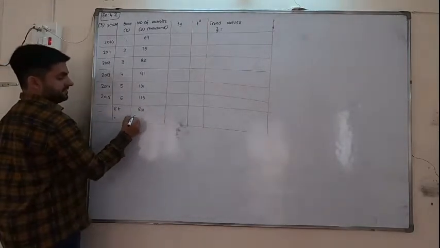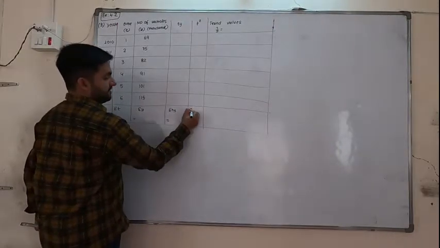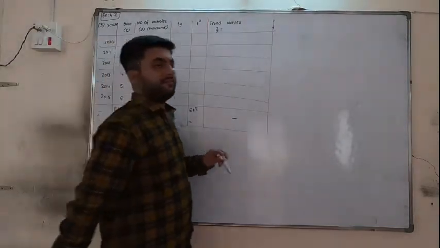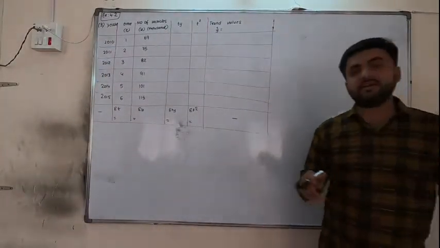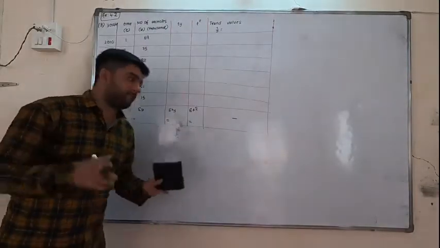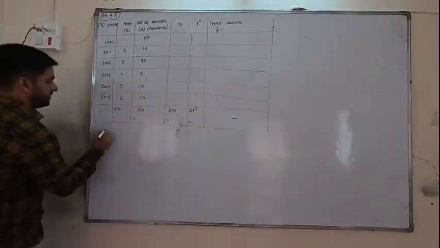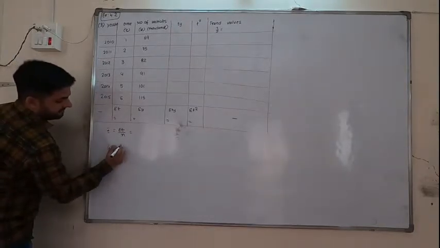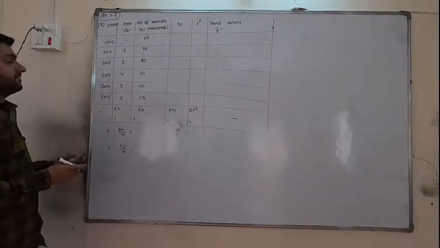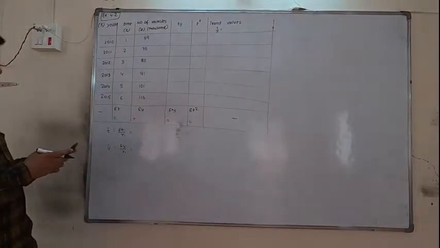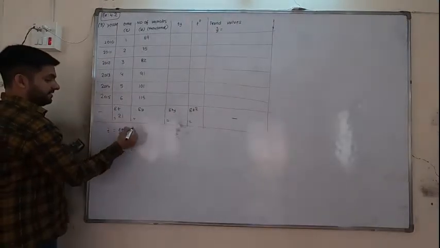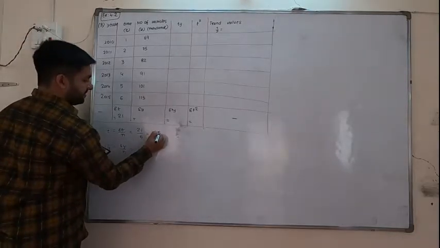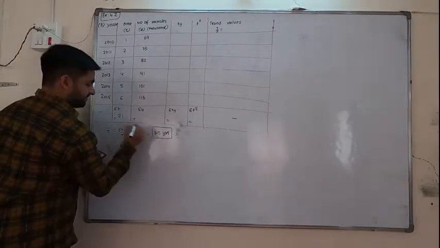Sigma t, sigma y, sigma ty, sigma t square. As I said, whenever you need to find the trend values, only one extra column of trend value is required, and that will be at the end of the sum, not now. Now, t bar is sigma t by n, y bar is sigma y by n. 1 plus 2 plus 3 plus 4 plus 5 plus 6 is 21, divided by 6 is 3.5. The unit of t is always in years.